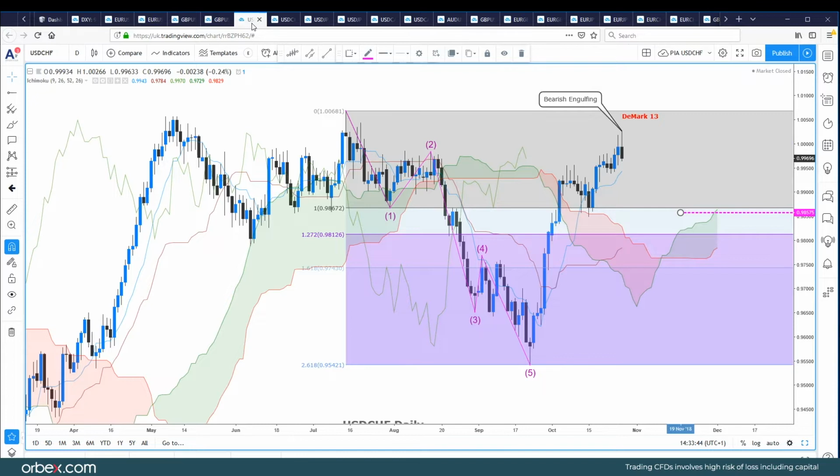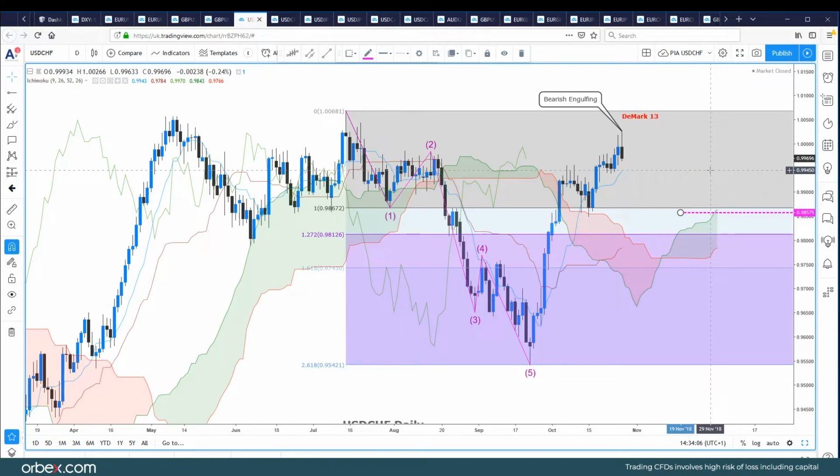Dollar Swiss, and here we've got a reverse count, 5 waves to the downside, and then a very impulsive move to the upside. Levels around about the one big figure have found sellers. We've got a bearish engulfing candle from Friday, obviously mirroring what happened in the dollar index.